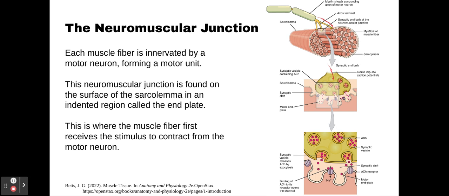Finally, each muscle fiber is innervated by a motor neuron, forming a motor unit. This neuromuscular junction is found on the surface of the sarcolemma in an indented region called the end plate. This is where the muscle fiber first receives the stimulus to contract from the motor neuron.